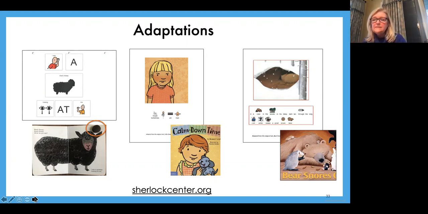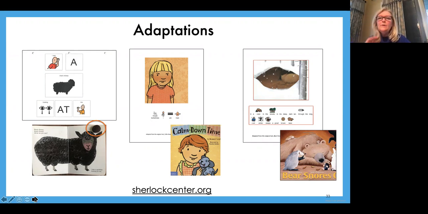Adapting books so that all children in our settings have access, can interact with and read books. So some of these are just resources that I'm giving you in case you don't know about them. But the Sherlock Center, they have all these books, and they're typical books that we have in our classrooms that they have adaptations for. They're free. You can just download them. So that's also on your website.